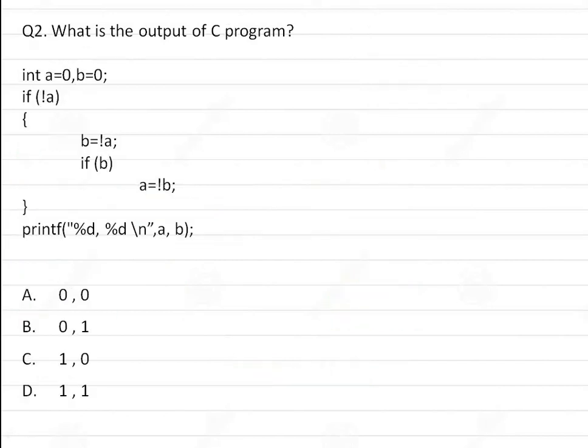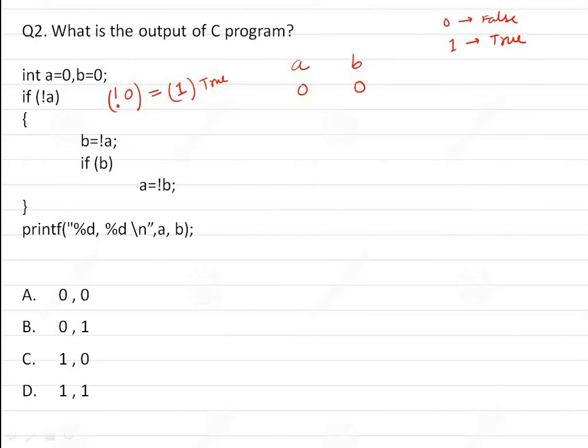Then second question. This question basically contains a nested if, so there are two if conditions here. Initially we have a and b, two variables. A is equal to 0 and b is equal to 0. So we check here if not of a, so this not operator, so not of 0 means 1, and we assume in C language that 0 is considered as false and 1 is considered as true. So because of this, this condition becomes true.